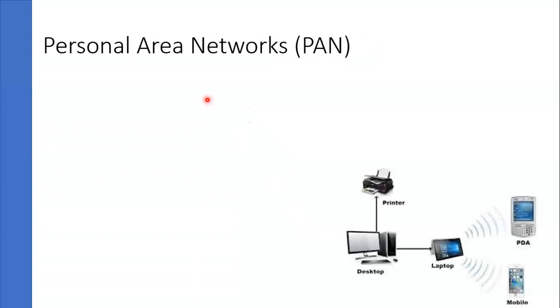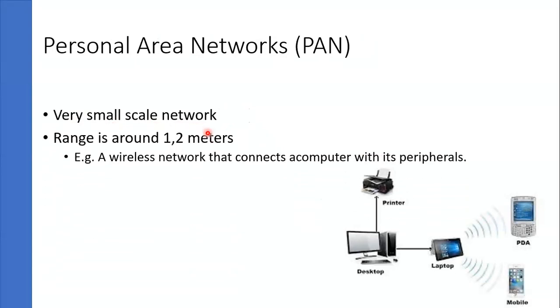The PAN, personal area network, is a very small scale network. The range is around 1 to 2 meters. That means beyond that you can't connect devices to this PAN, personal area network. It is a wireless network that connects a computer with its peripherals. So usually in your home you might use a small PAN.